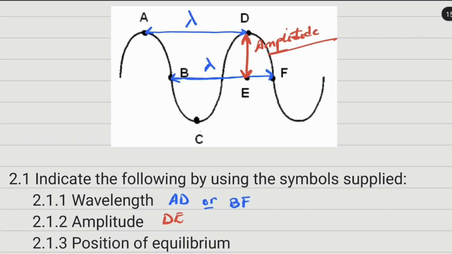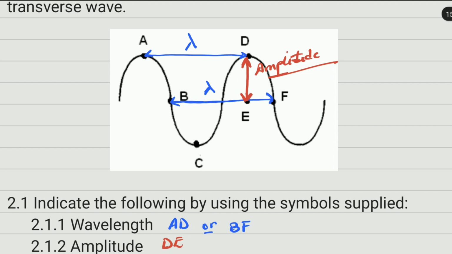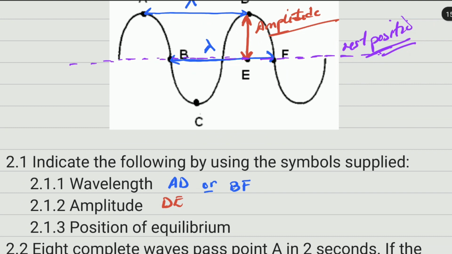And the final one, position of equilibrium, which is the same as position of rest. The position of rest is represented in the graph by the union of all these different points from one extreme to the other. This one here is what represents the rest position or position of equilibrium. So if you write something relating to the graph, we can write that this is the union of B, E, F.